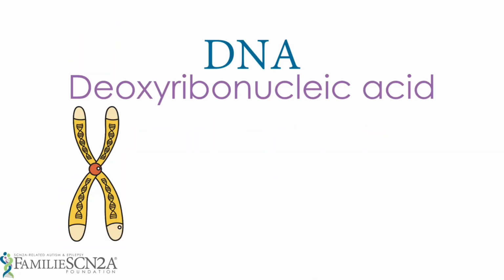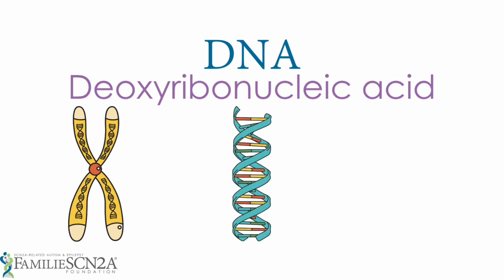So within each of our cells, we have chromosomes. We have 23 pairs, so 46 total, and we get half of these from mom and half of these from dad. Chromosomes are really condensed DNA, and this DNA contains the instructions that our body needs to make proteins.